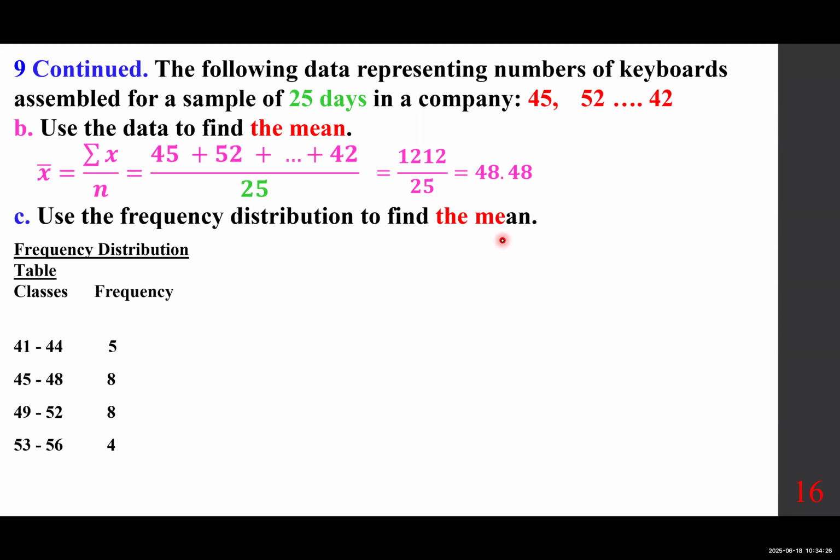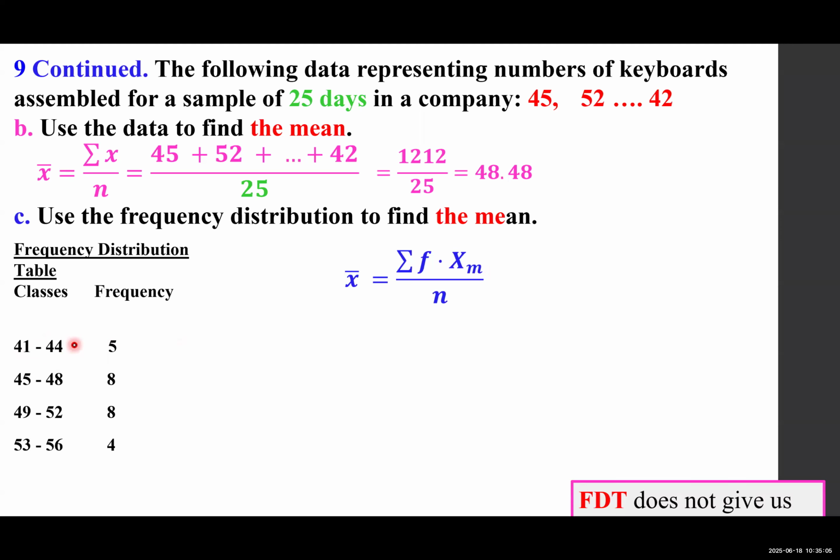Now we can approximate it, if we didn't have the original data. In some cases, we don't. Then how do we do that? And that's the key. In that case, we use the formula x bar is the summation of f times x sub m, over n. So what is that? The frequency. The thing is, you don't know what you have here. You know that you have 5 of those. What are they each? You have no idea. So you do your best estimate. What would be the estimate? You assume each and every one is equal to the midpoint. So you find the midpoint here, 41 plus 44 divided by 2, which is 42.5.